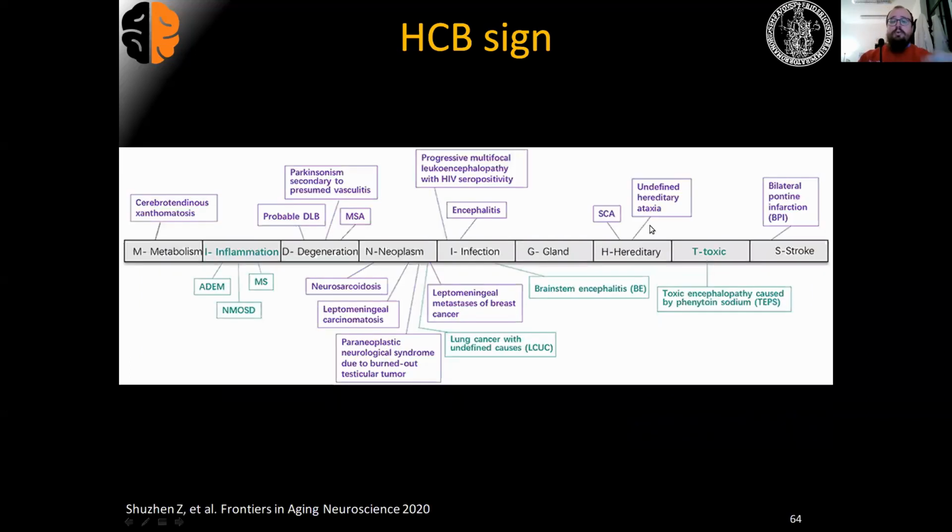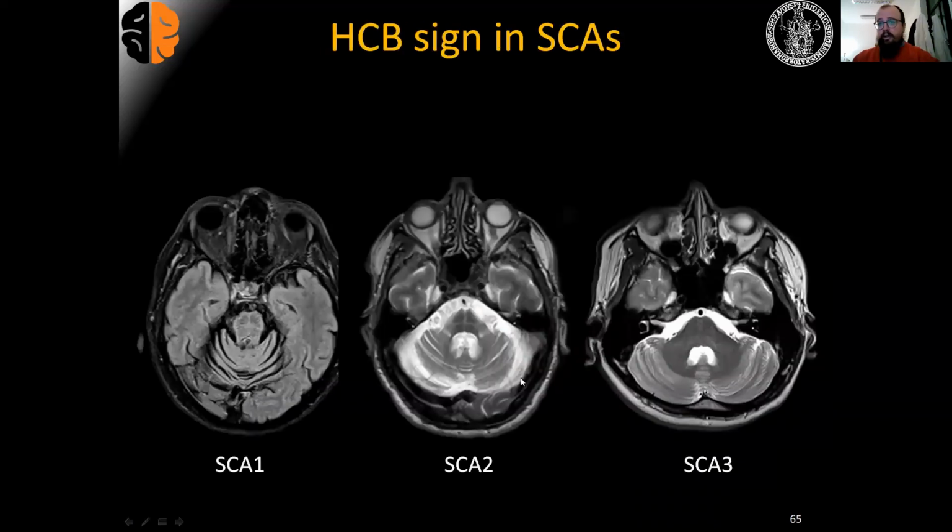Actually, due to the increase in literature over time, you see now that almost all conditions have a hot cross bun sign. It goes from metabolic to inflammation to neurodegeneration, as well as, as you can see here in H, hereditary ataxias. And indeed, as I showed you before, a hot cross bun sign can be present in SCA1, SCA2, even slightly in some cases in SCA3 patients. So unfortunately, this sign cannot be used to differentiate between SCAs. It has to be reported, but it's not a pathognomonic sign.